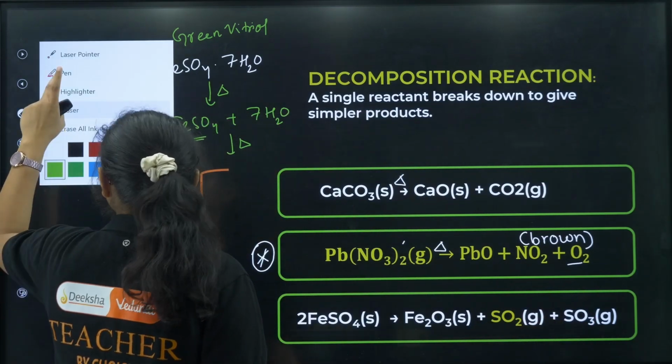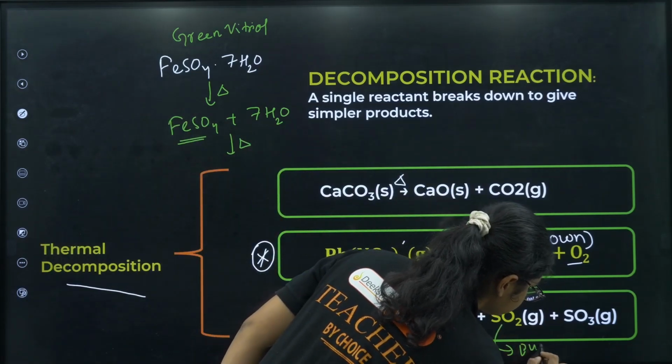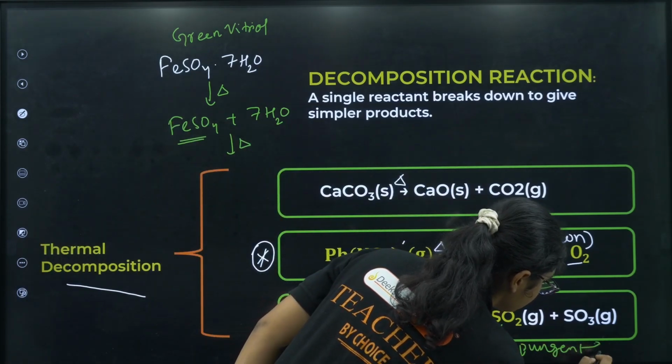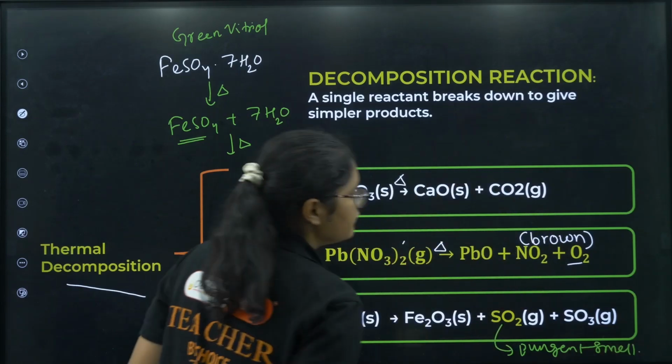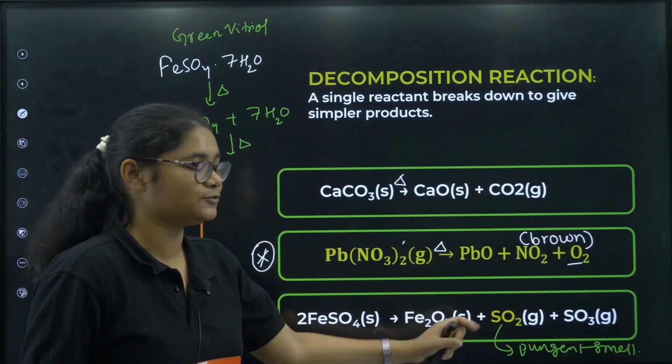Now what is something special about this SO2? It has a very pungent smell. You can easily find that bad smell and guess that the gas produced is SO2 gas.